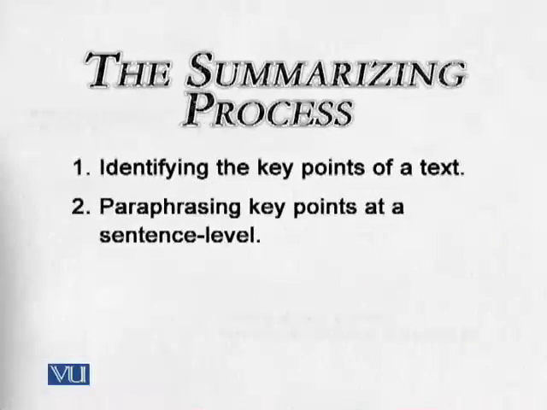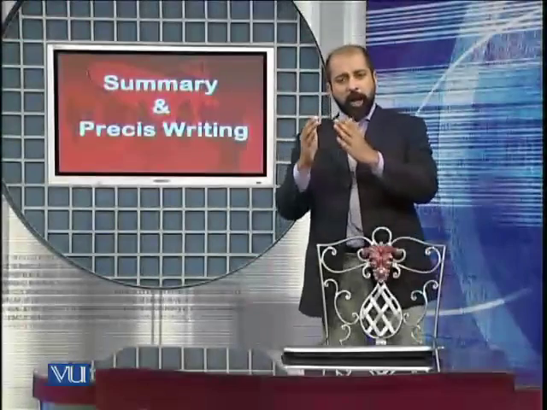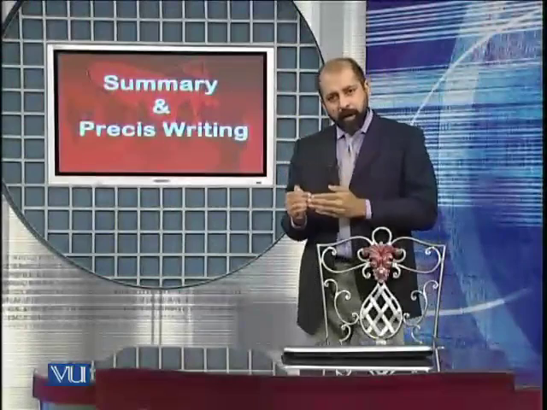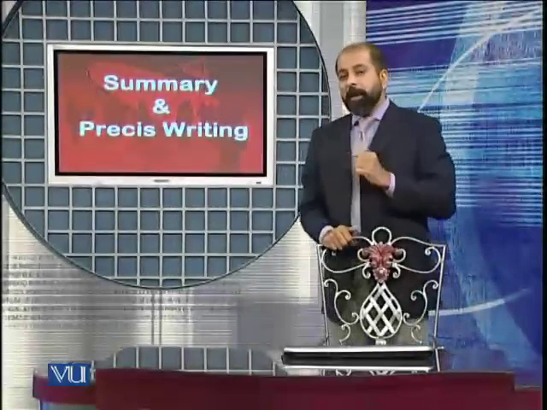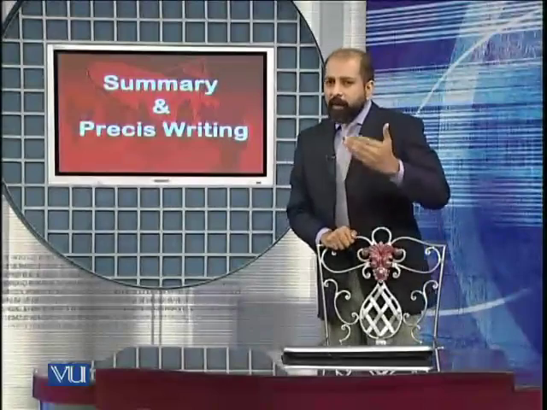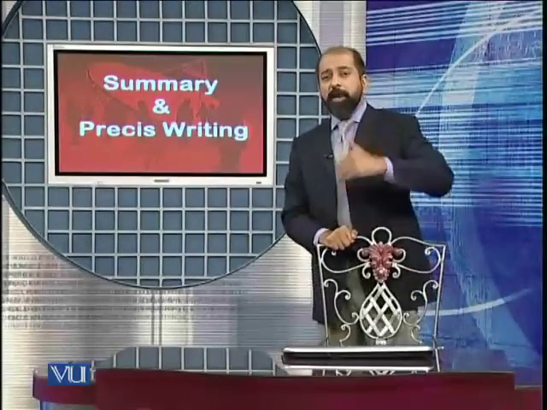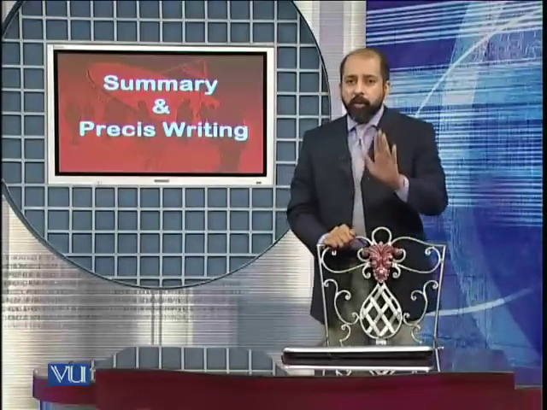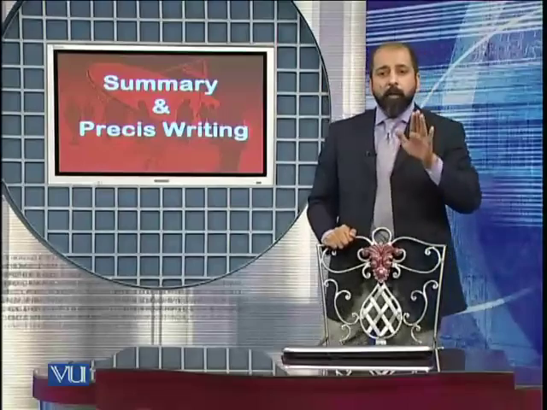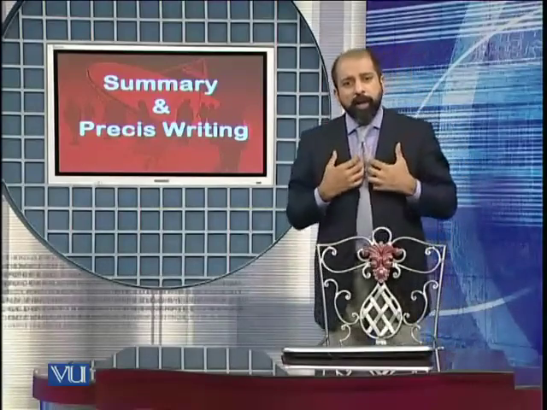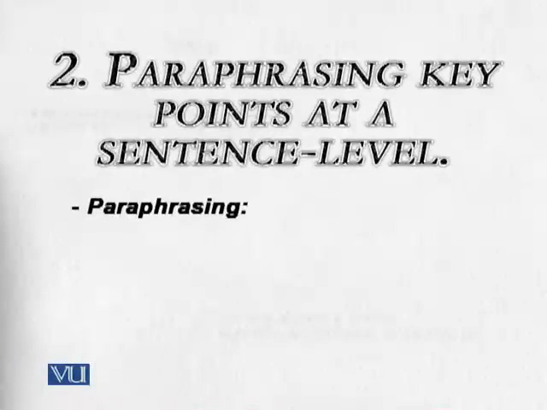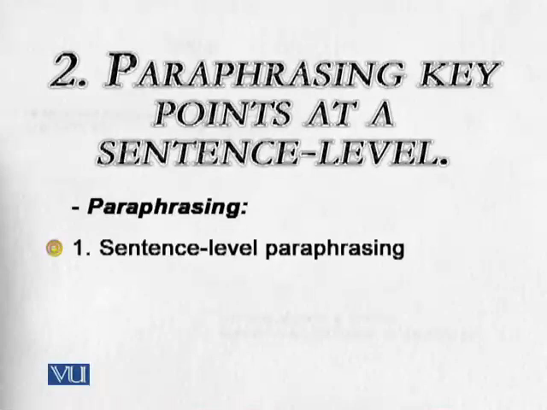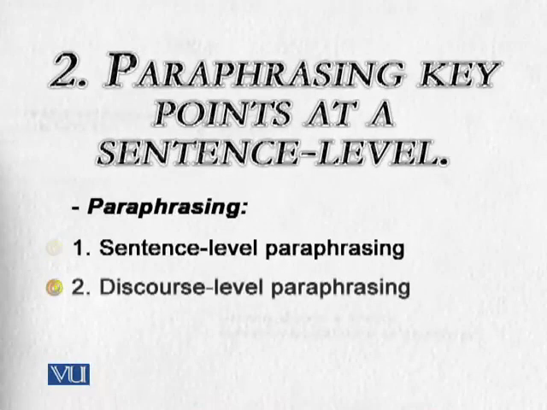Step number two is paraphrasing key points at a sentence level. Now, in the second step, since you have identified the main points, you are going to paraphrase. Paraphrase means, as I told you before, reword, rephrase, re-express in your own words. In summaries, we do not use the language of the original text. We write summaries in our own language. So this is called paraphrasing. Now, there are two levels of paraphrasing. One we call sentence-level paraphrasing, and second we call discourse-level paraphrasing.